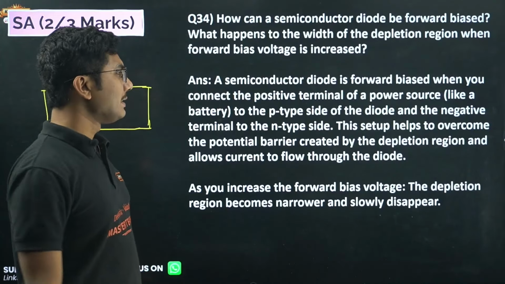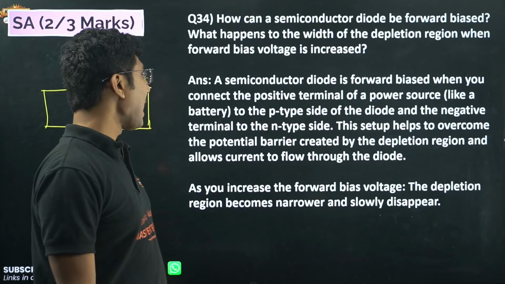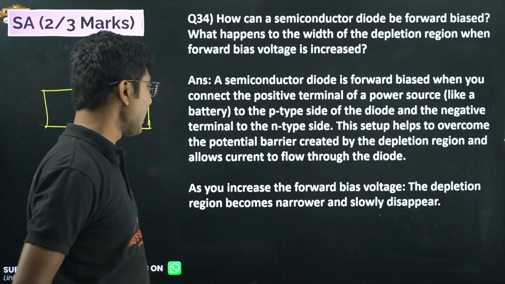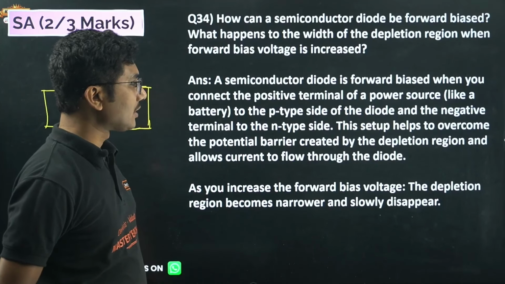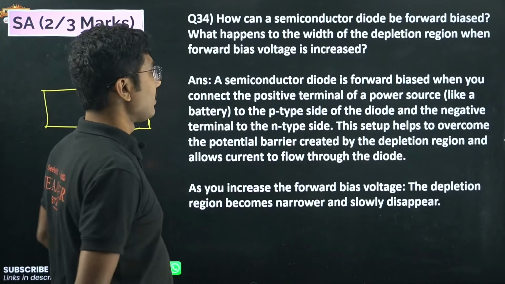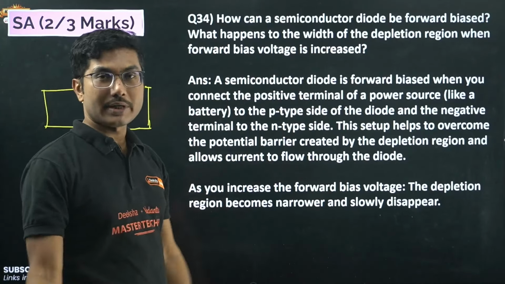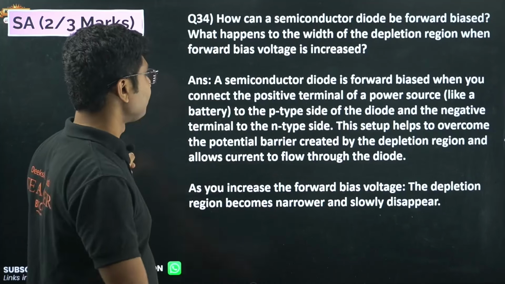Okay, this setup helps to overcome the potential barrier created by the depletion region and allows the current to flow through the diode. As you increase the forward bias voltage, the depletion region becomes narrower and slowly disappears. Okay, so the question was what happens to the width of the depletion region with the forward bias voltage? So this is the explanation.